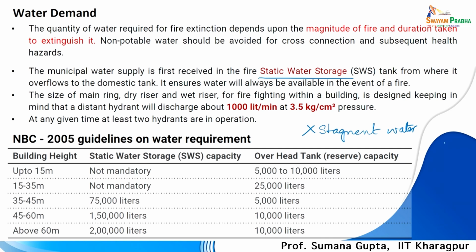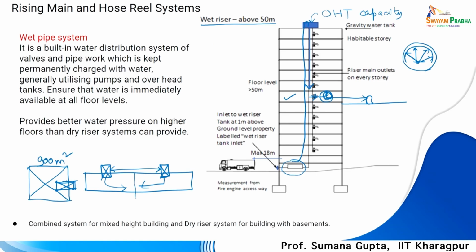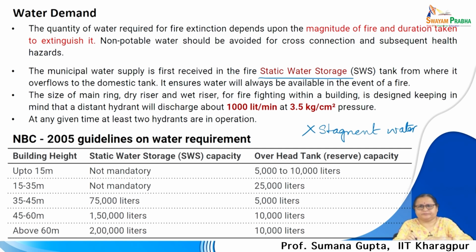So, first the static water gets filled, automatically, every day, even when there is no fire. The static water overflow then enters the regular reservoir which is underground. From there the regular water goes up, whereas the overhead tank, as you have seen in this picture, can be networked with the other tanks, so that no stagnant water or stagnation takes place.